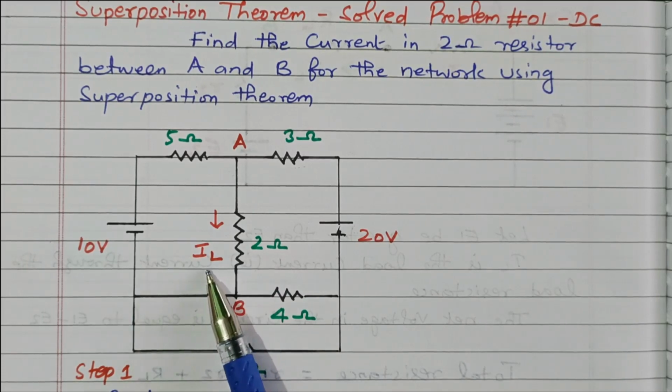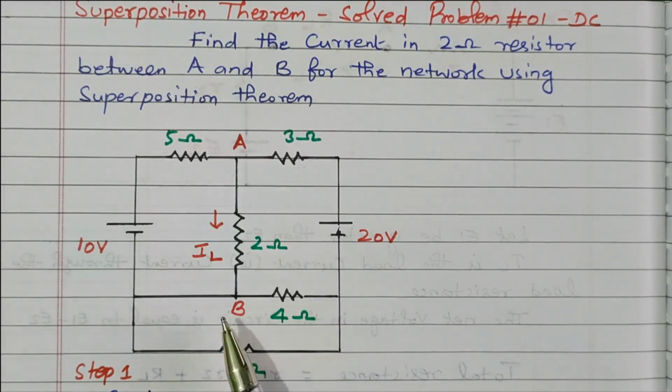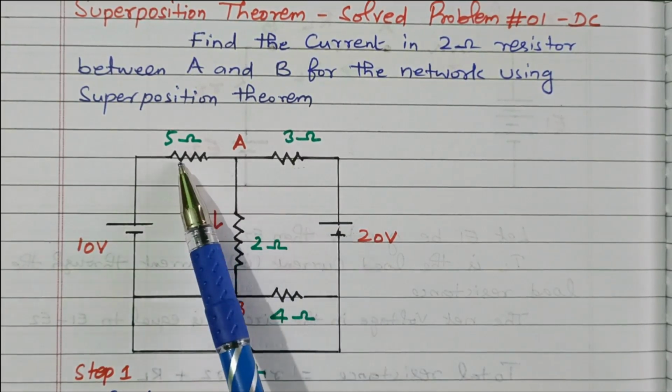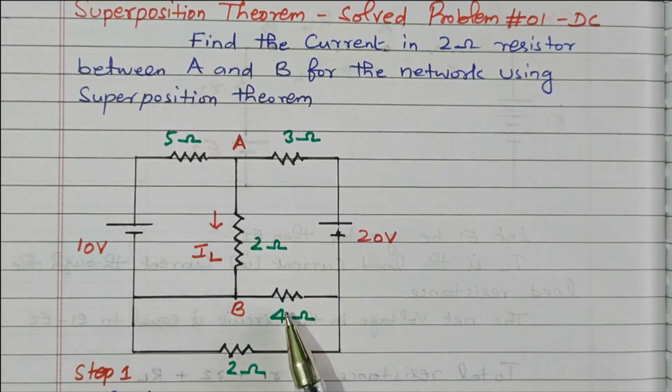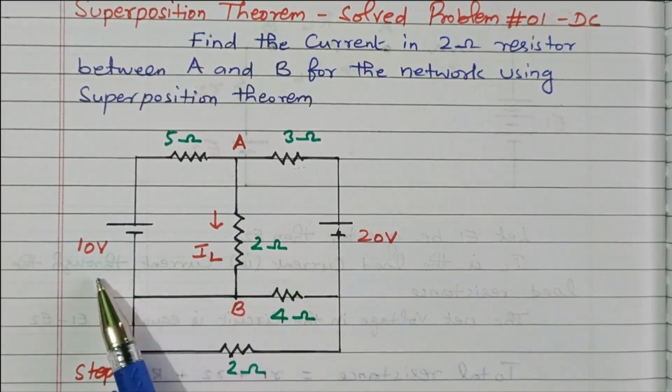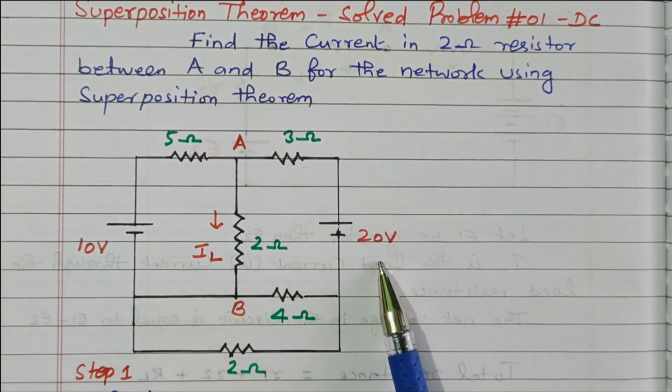This is termed as IL, right? This is marked as AB. So the other four resistors are available apart from the load resistor: 5 ohm, 3 ohm, 4 ohm and 2 ohm. We have two voltage sources available, a 10 volt source and a 20 volt source.